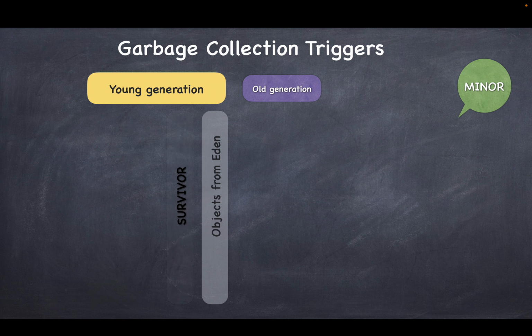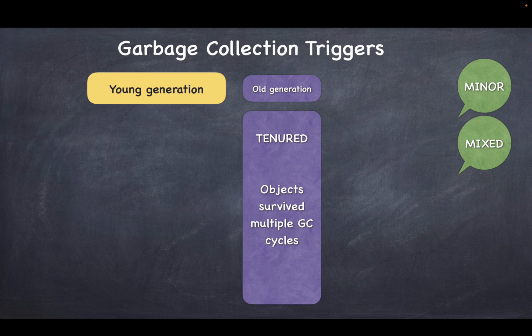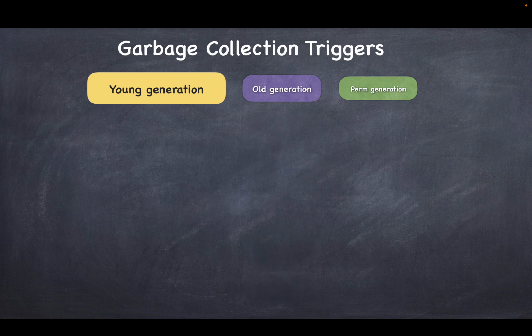Next is mixed events. So what are mixed events? When a mixed event is triggered, the objects in the old generation, or the tenured space, will get garbage collected. That is called the mixed event. For the minor event, the objects in the young generation will get garbage collected. For the mixed event, the objects in the old generation will get garbage collected.